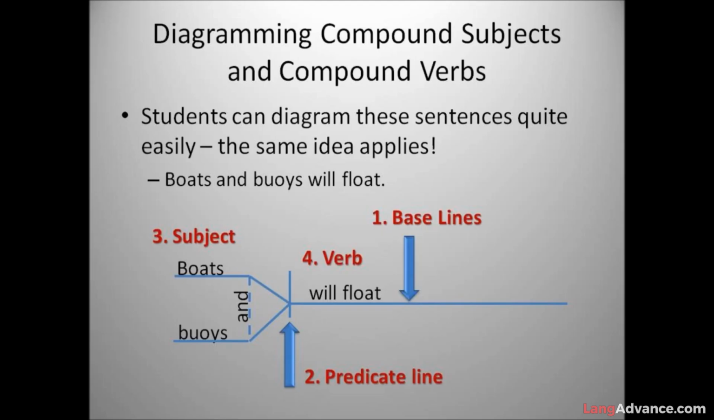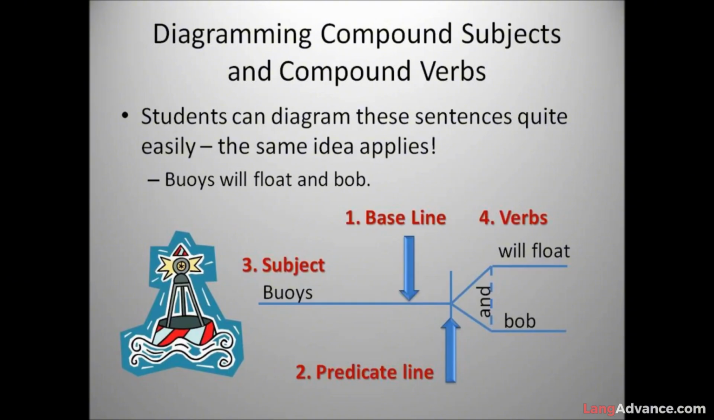When you diagram a sentence that has a compound verb, you start with your baseline, you still draw your predicate line, you still fill in your subject, but this time you have to split your baseline into two in order to represent both verbs, and again, they are combined by the coordinating conjunction and that sits between the two horizontal lines in a dotted fashion with the word and written up and down. Okay, so buoys will float and bob.